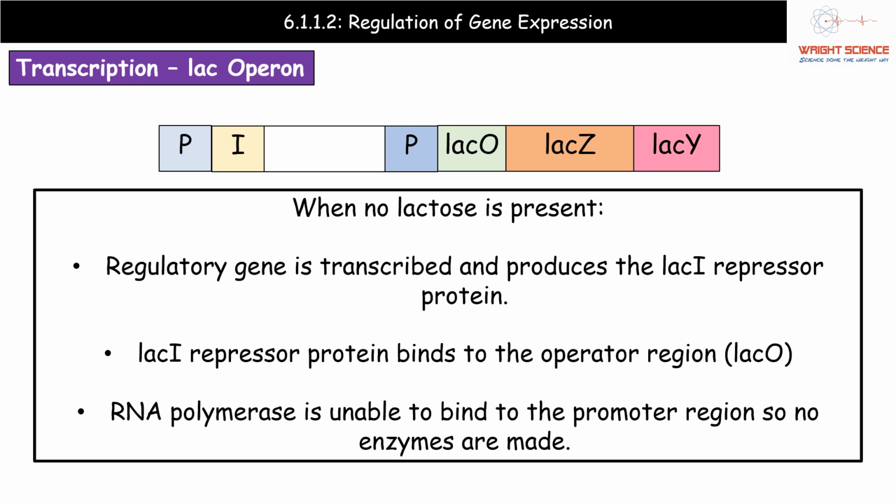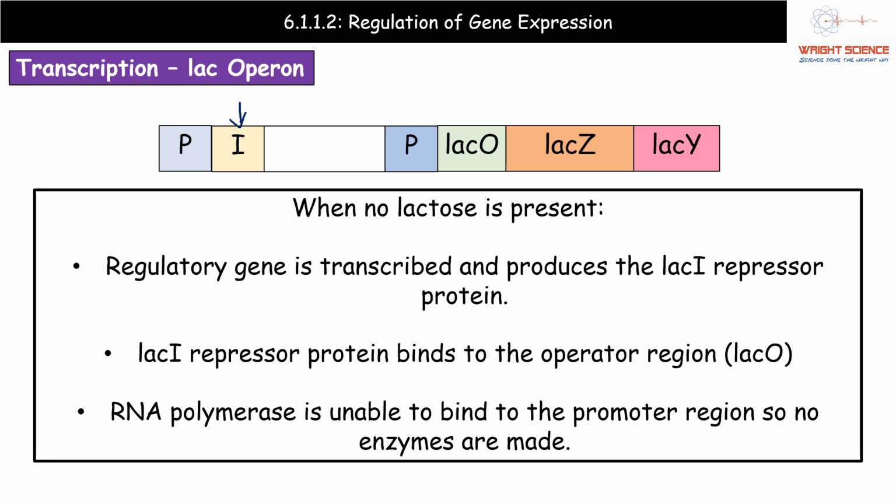So let's have a look and see how this actually works. And we've got two situations we will look at. The first is when no lactose is present. So in this situation, when there's no lactose, we will be transcribing the regulatory gene, this lac-I. Now, the regulatory gene is going to then produce the lac-I repressor protein. So basically, that little regulatory gene produces a repressor protein called lac-I.